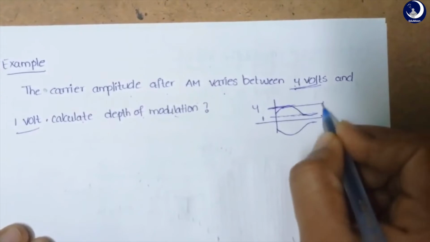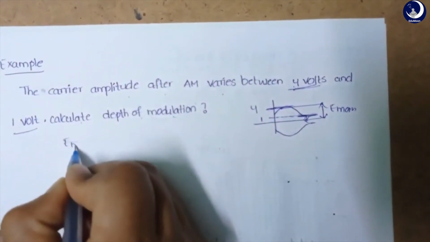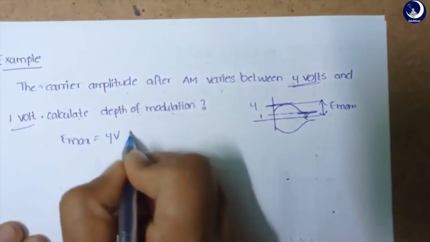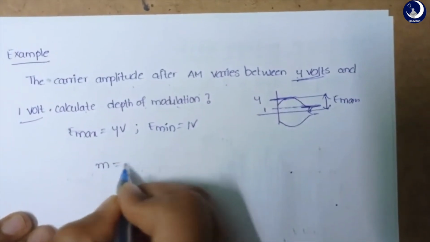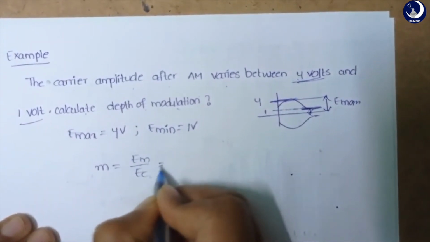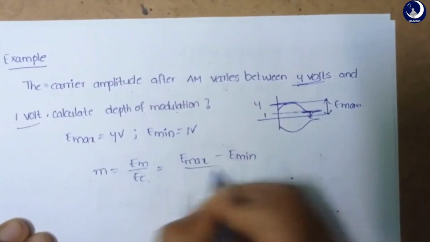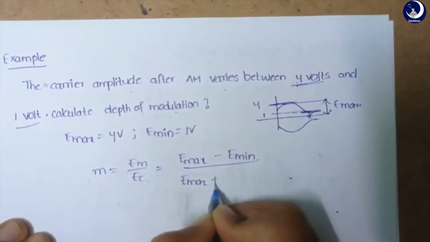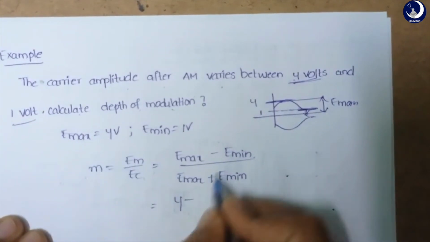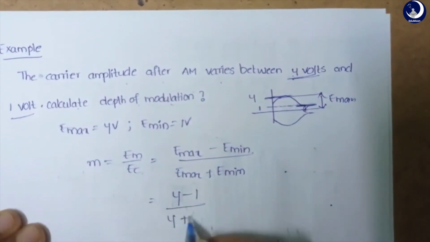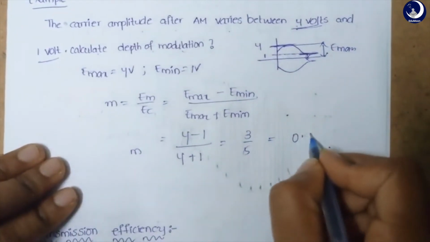That means E max is 4 volt and E min is 1 volt. So they gave E max equal to 4 volt and E min equal to 1 volt. We know that modulation index is equal to Em by Ec, which can also be written as E max minus E min by E max plus E min. From there, E max is 4, E min is 1, so we get 3 by 5, that is 0.6.